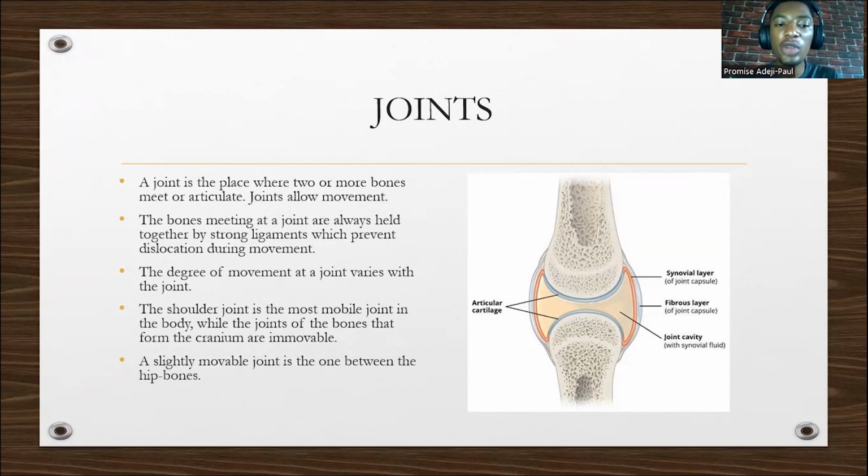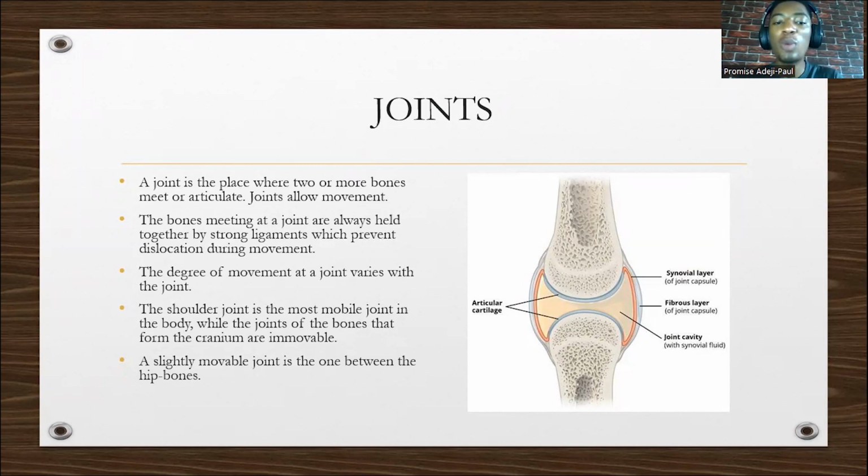The degree of movement of a joint varies with the joint. Not all joints move in the same way. You see, this is my joint in my shoulder and the joint in my elbow. They can't move together, they can't move with the same range of motion. So we'll see what we're talking about very soon.